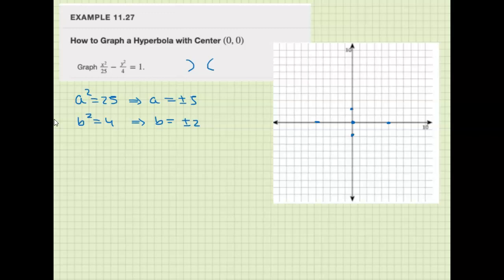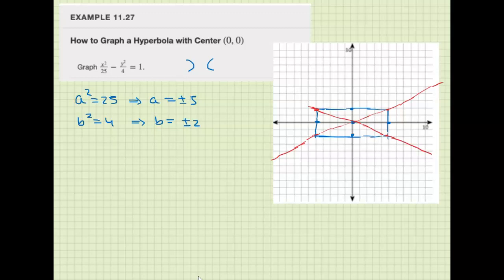Now, if this was an ellipse, you'd draw an ellipse. But because it's a hyperbola with that minus in the middle, instead of drawing an ellipse, you're going to draw a box. So we're going to draw a box that contains all those points, like a rectangle. All right. Now, through this box, you're going to draw diagonals that extend on the other side of the box. So we're going to draw diagonal lines, both of them. So through these two corners and the center, and then these two corners and the center.